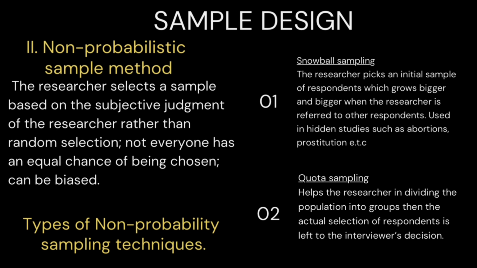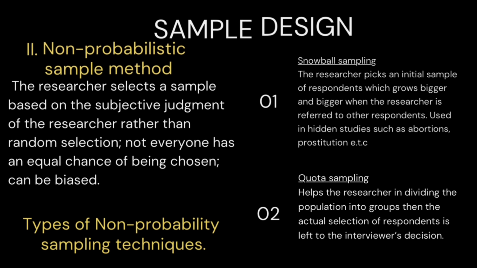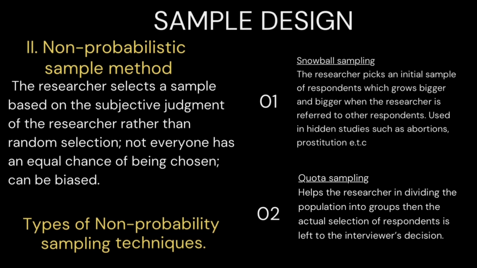Types of non-probability sampling techniques. We have snowball sampling. The researcher picks an initial sample of respondents, which grows bigger and bigger when the researcher is referred to other respondents. Used in hidden studies such as abortions and prostitution, etc.